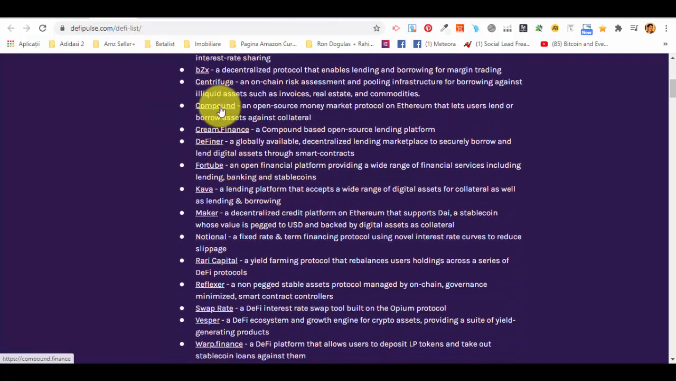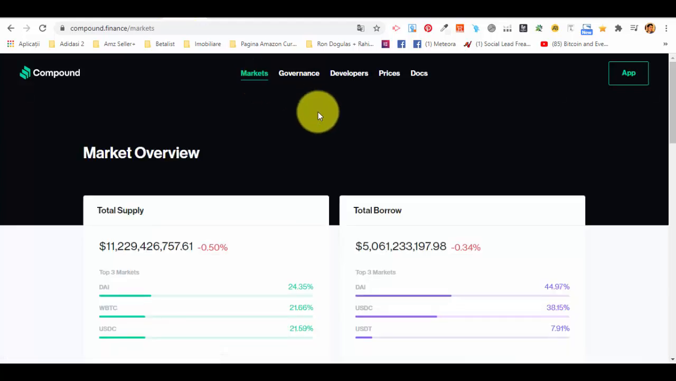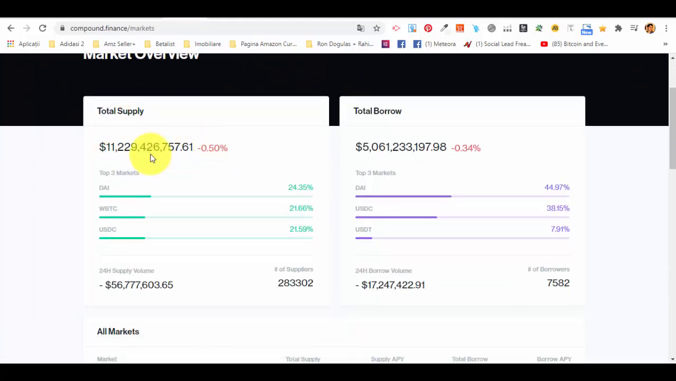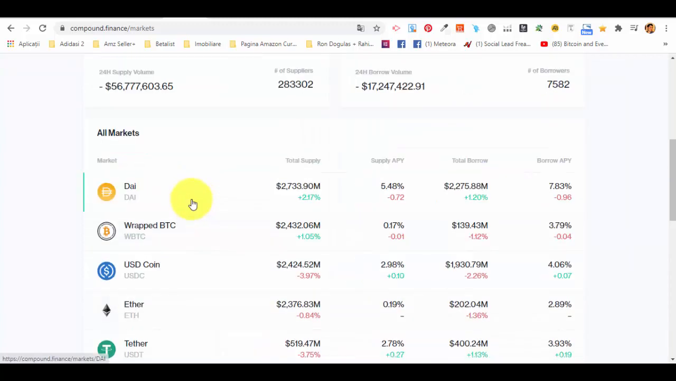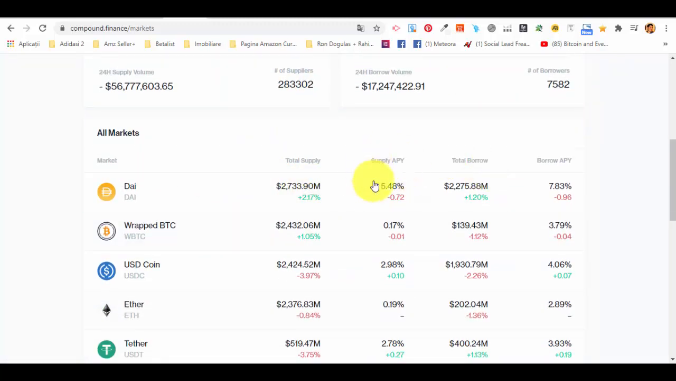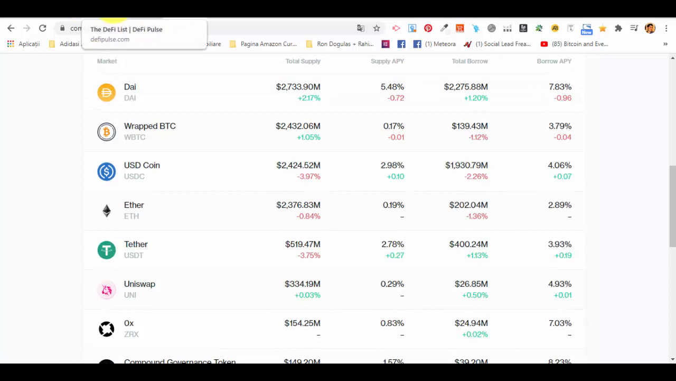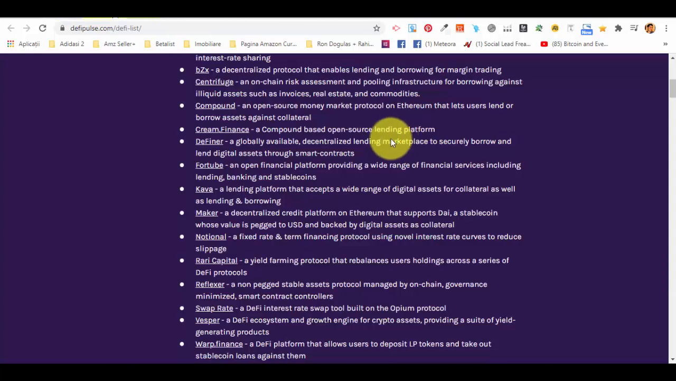We also have Compound, which is, let's say, pretty popular. Total supply 11 billion, if I'm not mistaken. Total borrowed so far 5 billion. So there are more suppliers than borrowers, and you can see here the annual potential yield, or earnings, if you want. You can just check this out and see if it's a good fit for you. Again, do your research. Let me go back to DeFi Pulse.